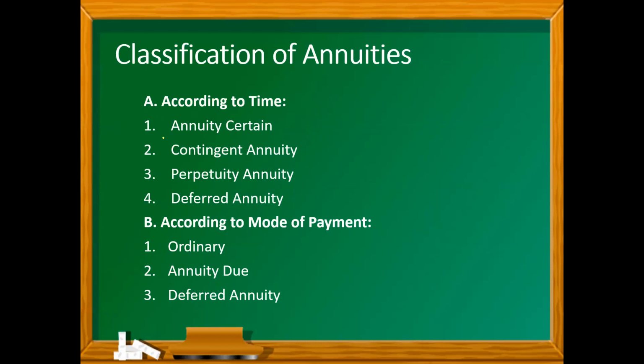When we say contingent annuity, this is an annuity in which payments extend over a period, and the extent of the term is dependent upon an uncertain occurrence or condition. When we say perpetuity, this is an annuity in which payments continue forever. Now we have, according to mode of payment, ordinary annuity, annuity due, and deferred annuity.